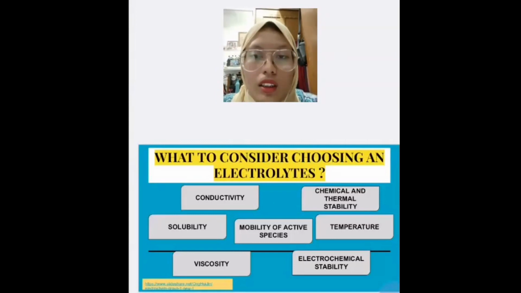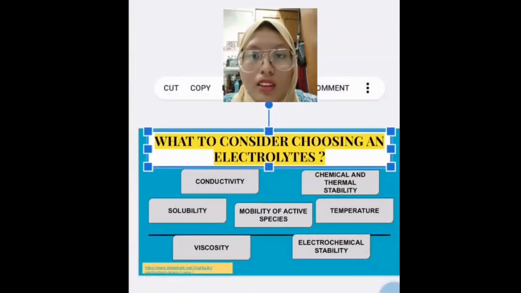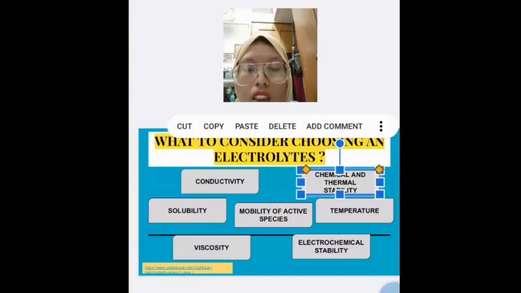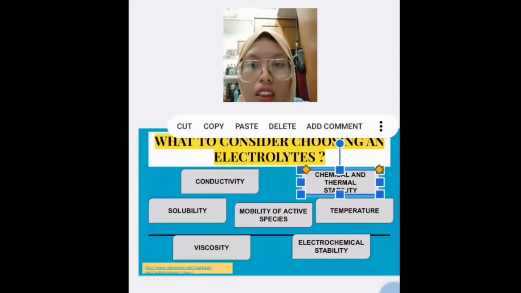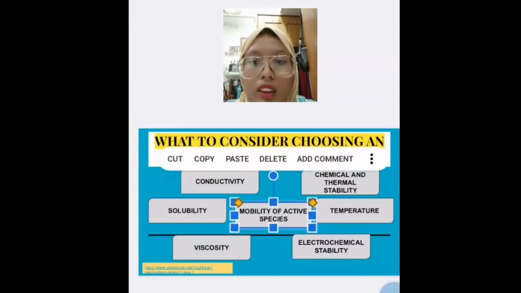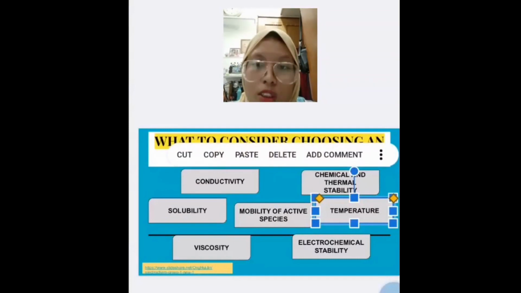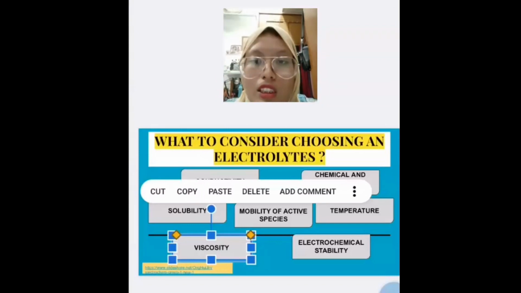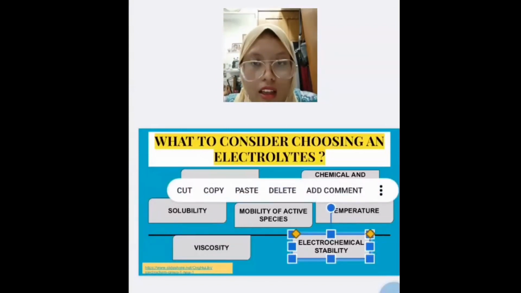Today, I want to present about what to consider when choosing an electrolyte. Okay, so the first one is conductivity. The second one is chemical and thermal stability. The third one is solubility. The fourth one is mobility of active species, temperature, viscosity, and also electrochemical stability.